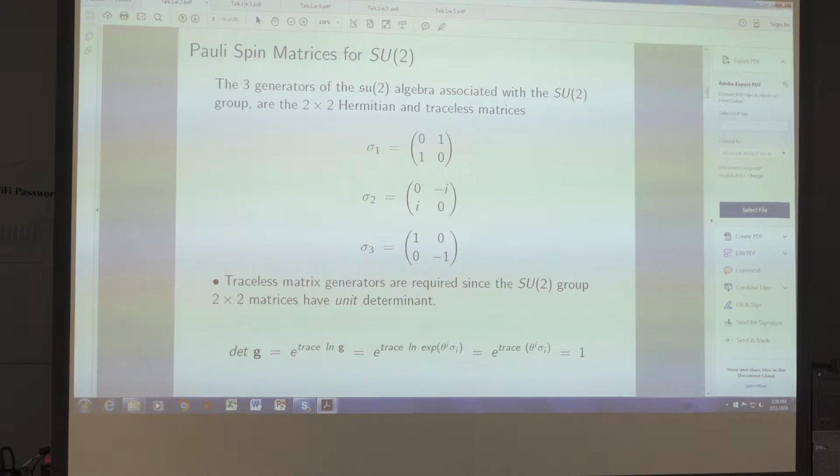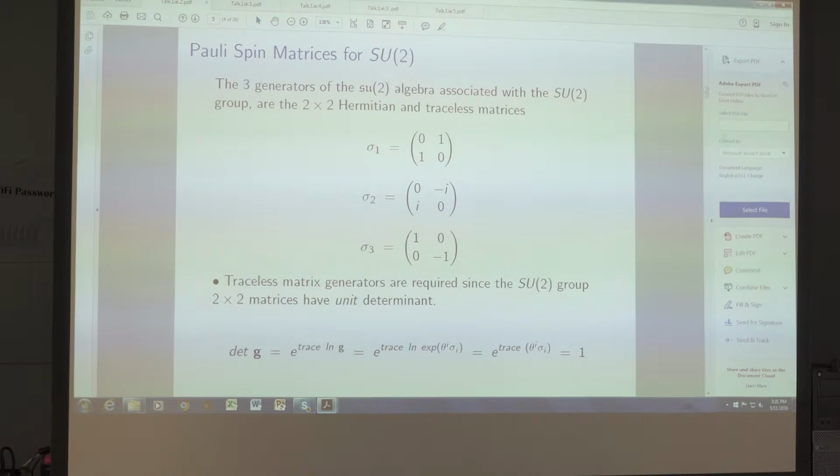And you can choose any basis you want, but the simplest thing is to choose, for example, in this case, the Hermitian and traceless matrices. You'll see in a second why the traceless condition is so important. So here you have your first generator, and you see it's Hermitian because 1 over here is the complex conjugate of 1, when you look at the main diagonal.